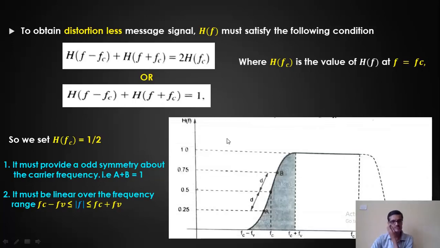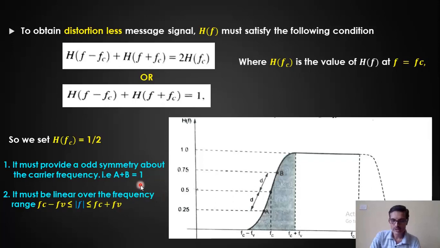Just look at this response again. I have taken the same response of H of f once again over here. Now at fc, what is H of f? H of f at fc is set as 0.5. The highest is taken as 1. That means it is a normalized graph or normalized magnitude, you can say. The highest value is equal to 1 here. At fc, it is set as 0.5. So if I substitute H of fc as 0.5, I'll get this entire term equal to 1. In that case, the distortion is less.